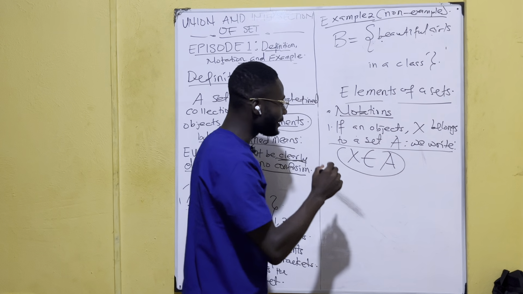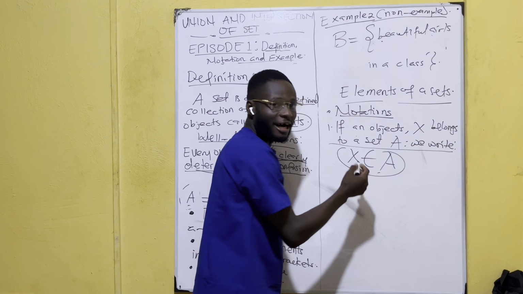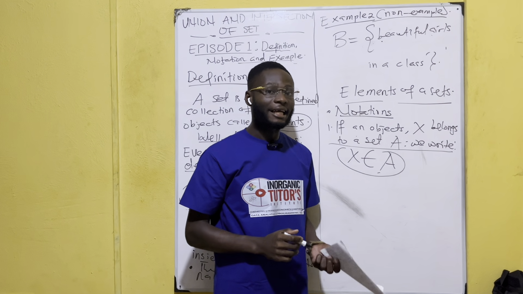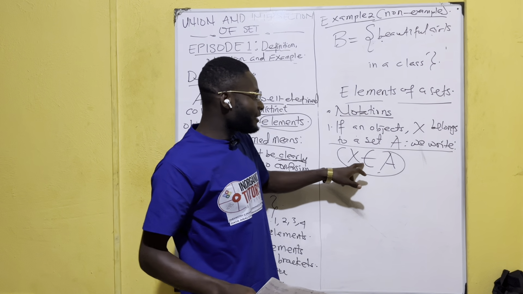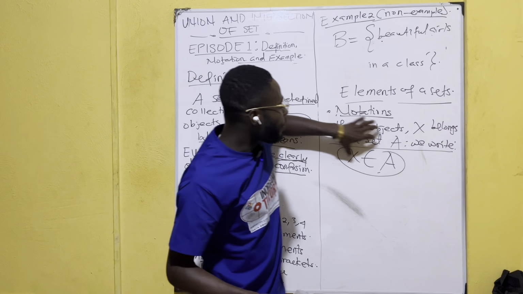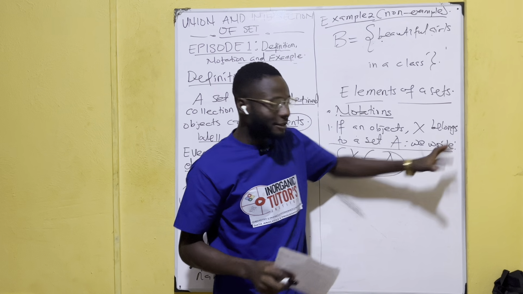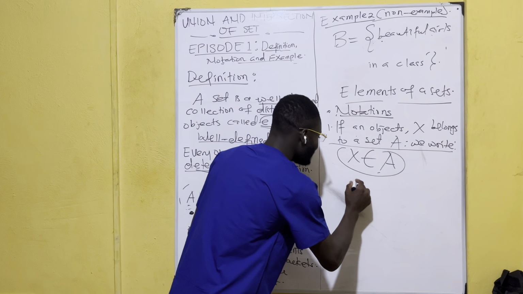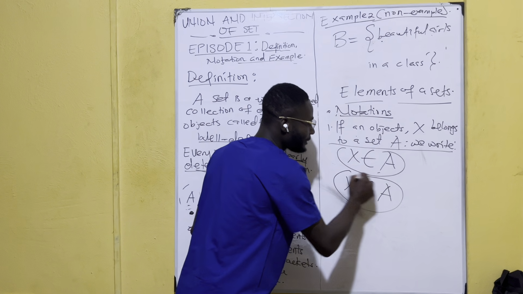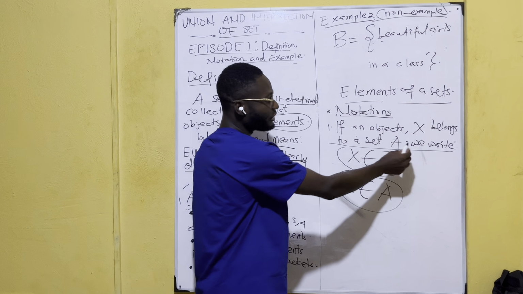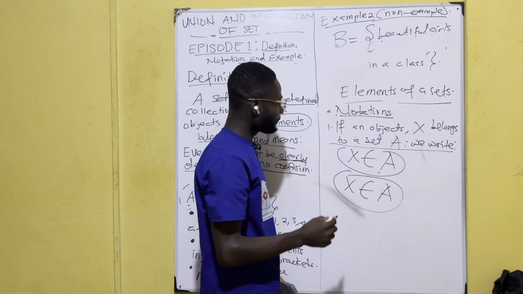So mathematically, someone just writes this, and if you are mathematically inclined or you know the basics of mathematics, you know that this right here represents the whole of this statement, right? So X belongs to what? A. And that is the notation for this statement.